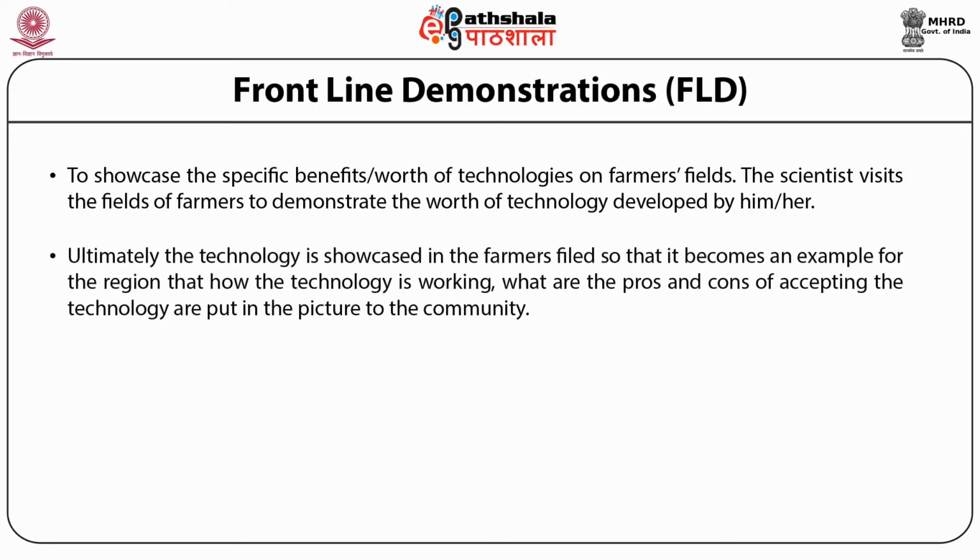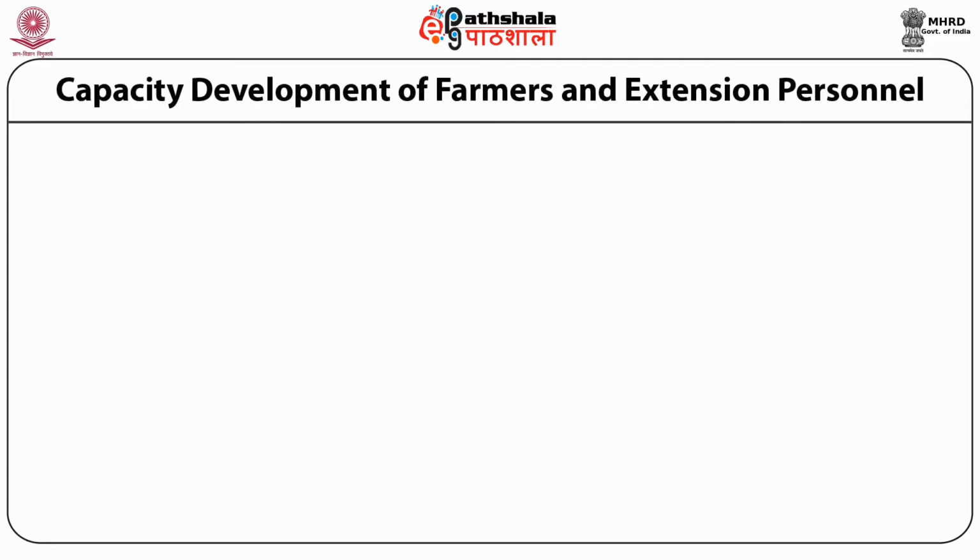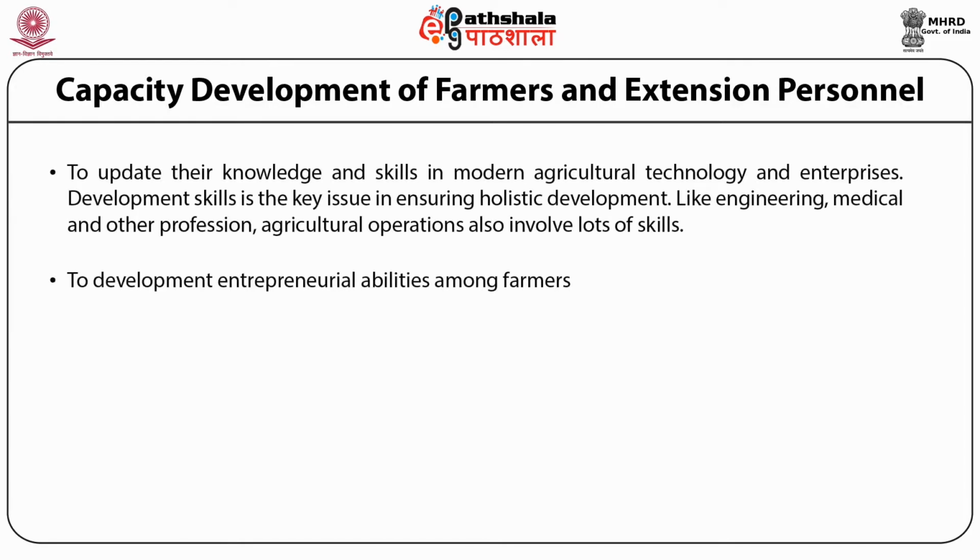Ultimately, the technology is showcased in the farmer's field so that it becomes an example for the region of how the technology is working, and what the pros and cons of accepting the technology are are put in the picture of the community. Capacity development of farmers and extension personnel to update their knowledge and skills in modern agriculture technology and enterprises.